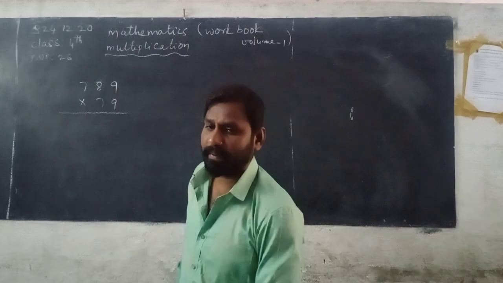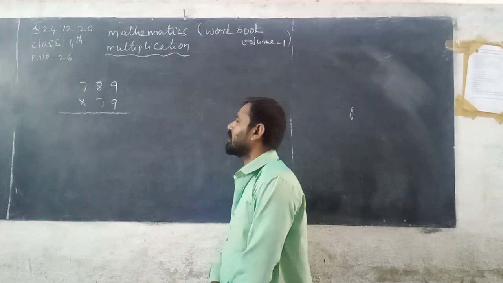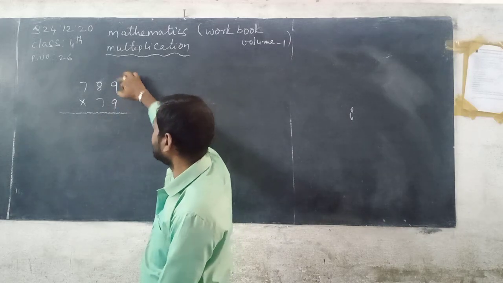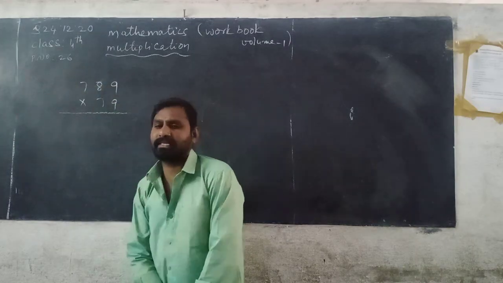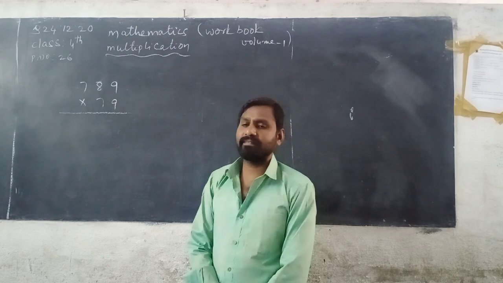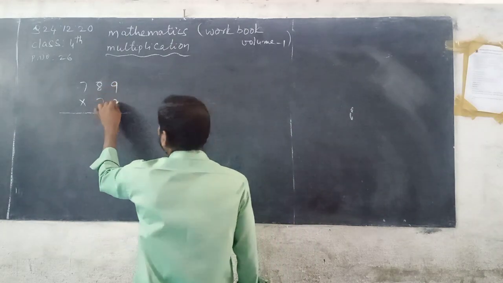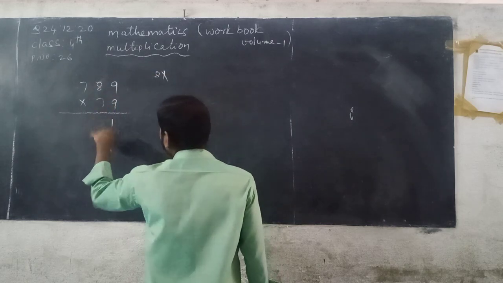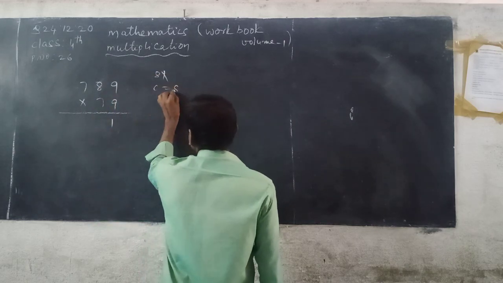789 is multiplied by 79. First write the given number in columns according to their places. 9 is in the 1's place, 8 is in the 10's place, 7 is in the 100's place. First we multiply the digits in the 1's place. 9 with 9, 9 9s are 81. In it, 1 is taken and written down in the ones column of the product and 8 is carried.